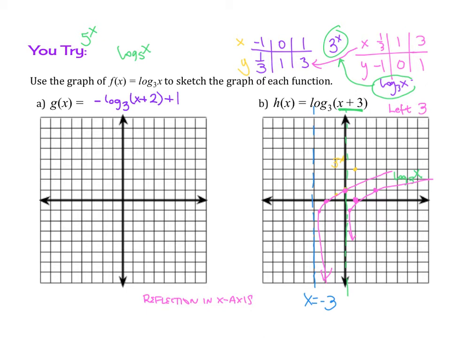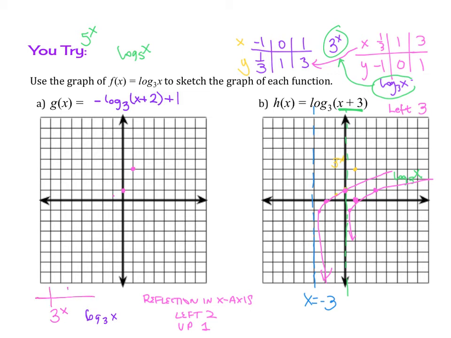Then we have the +2 inside. That's a horizontal shift, and that's going to move opposite, so it's left 2. The +1 on the outside means it's up 1. So when we're trying to graph this, if you need to, you can always graph the exponential 3 to the x, then graph the log base 3 of x using the inverse properties, switching the x and the y's. So 3 to the x, I know it's here at (0, 1), (1, 3), and (-1, 1/3), right?